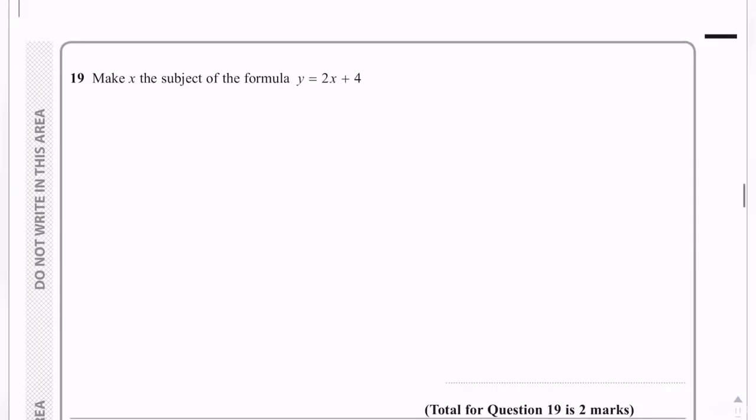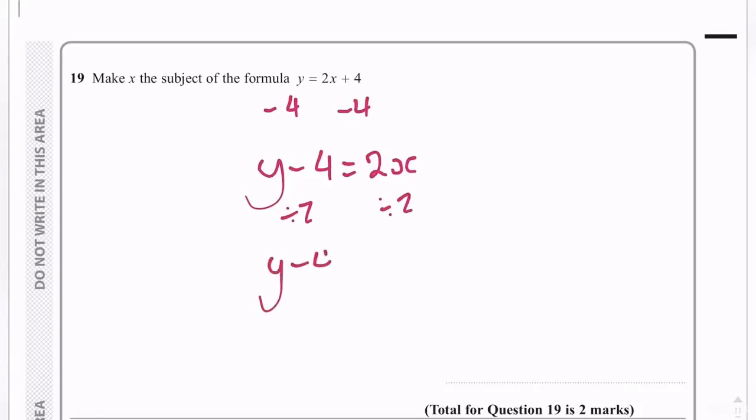So make x the subject, so we want it to say x equals. So just like solving an equation, I'm going to get rid of this 4 to start with, so I can start to get the x on its own. So we get y minus 4, which equals 2x. And if that's 2 lots of x, we can divide by 2 to get rid of that 2 there. So we get y minus 4, divided by 2, equals x. And you can rewrite that round the other way, so x equals (y minus 4) divided by 2. And that's made x the subject.